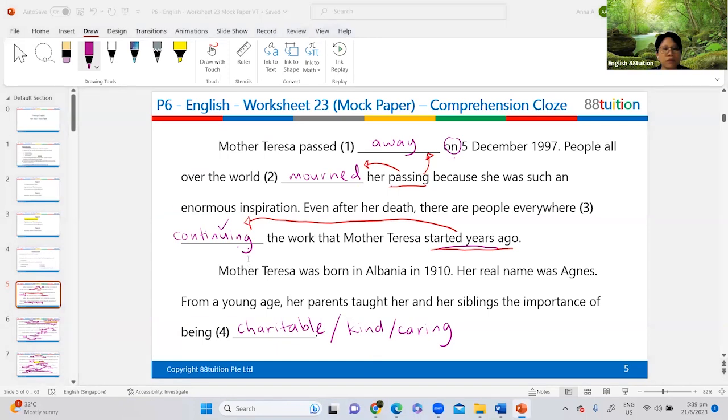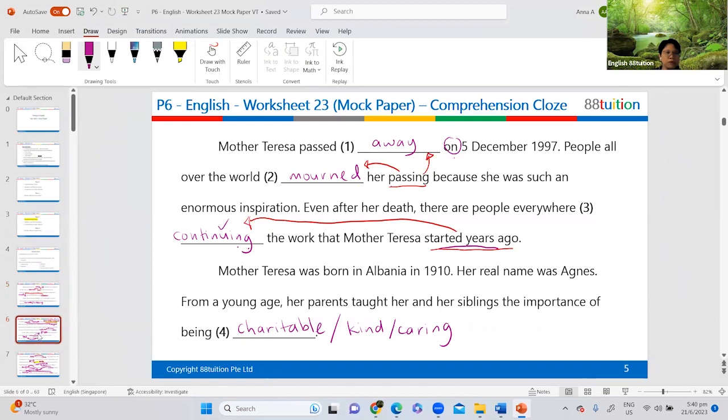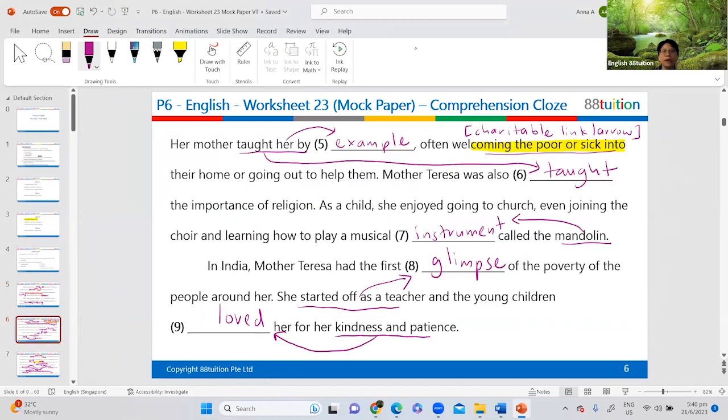Okay, generous, is it? For her siblings, the importance of being generous, charitable, kind, caring, can accept. We go on next. Mother Teresa passed away, done already. Next, her mother taught her by example. Okay, so it's by example. Why? Because you taught by example, right? This is just a collocation. This is just something you have to remember.